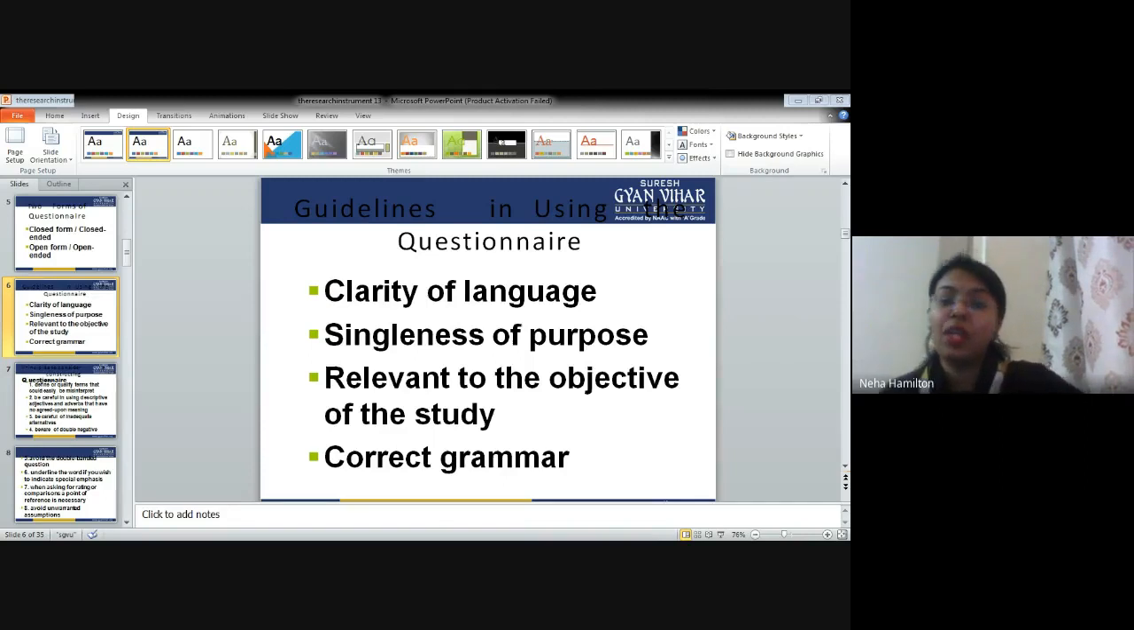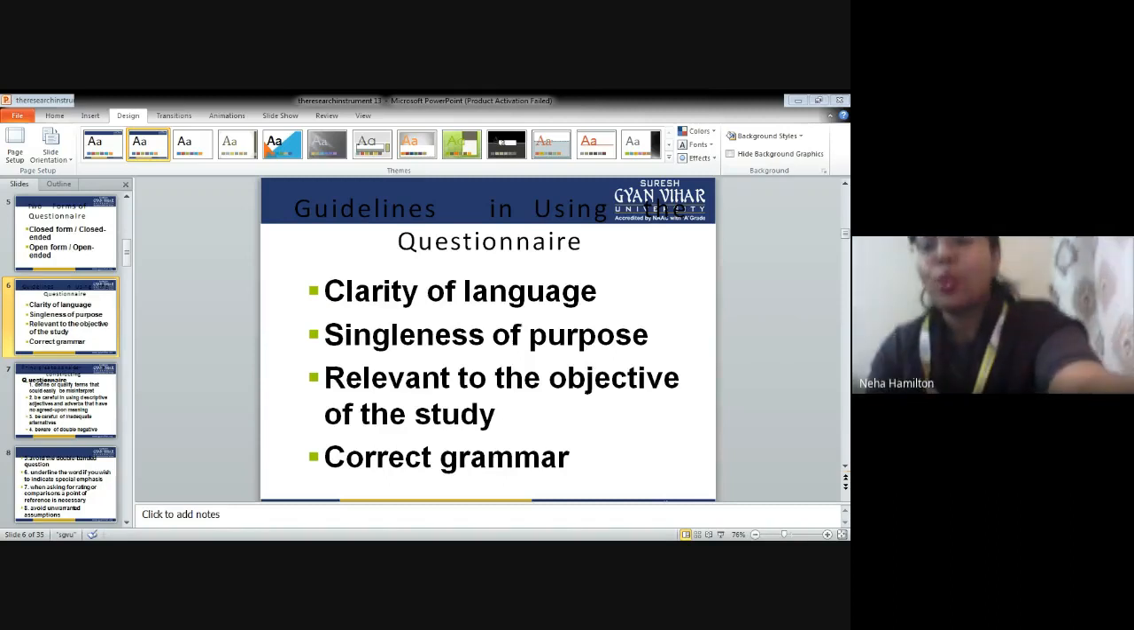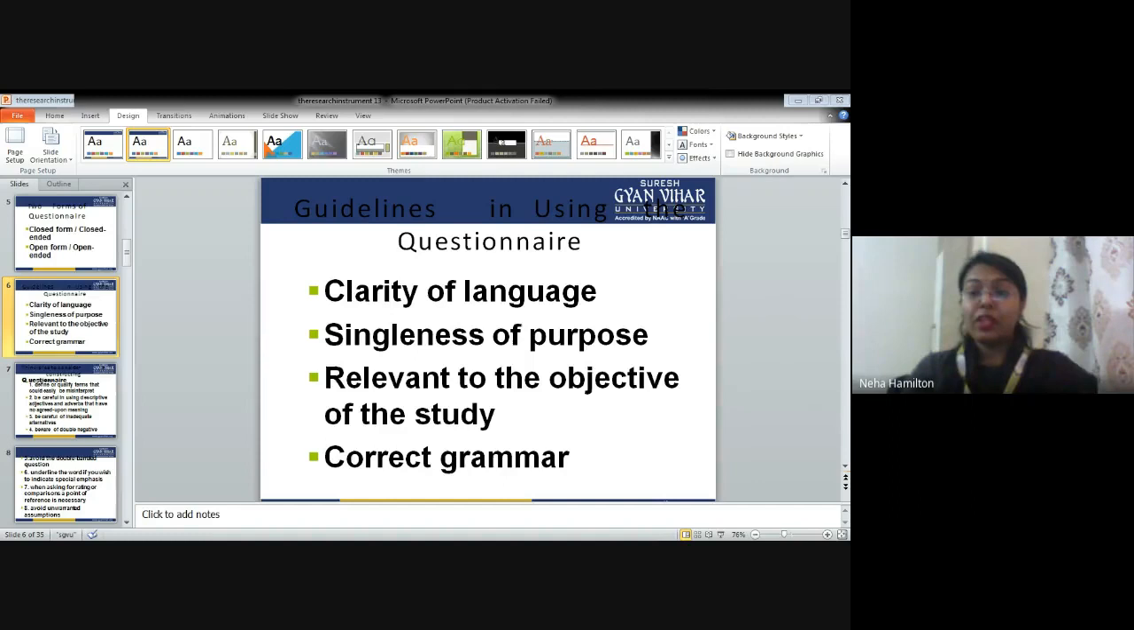Correct grammar. See, whenever you are sending a questionnaire, say online, through mail, through post, that questionnaire is actually representing you as a researcher, right? So if a piece of paper is representing you as a researcher, it's better that you take care of the quality of the questionnaire that you are making for the respondents. So it is very important to check the grammar again and again. It is very important to check the spellings again and again that you are using.